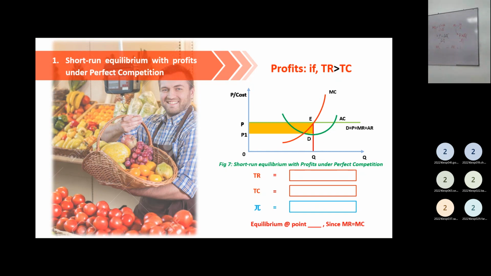Okay. So this is how the market behaves if the company is earning profits. Clear? Easy. Yes, online students, is that fine? Yes, sir. So here it says short run equilibrium with profits under perfect competition.